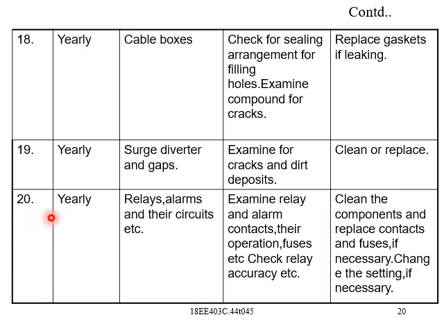And the next one is yearly maintenance, that is for relays, alarms and their circuits, etc., as we have seen in table 1. The same thing: examine relay and alarm contacts and their operation, fuses, etc. And also check relay accuracy, because the relay is the only device which is used to sense the fault and then give the signal to the circuit breaker, which then trips from the fault and the system gets safe. So check the relay accuracy, how accurate it is sensing the fault.